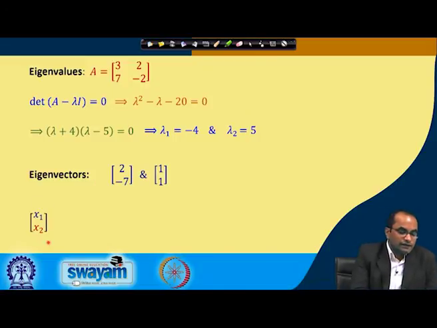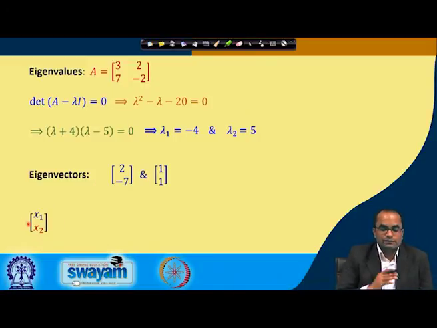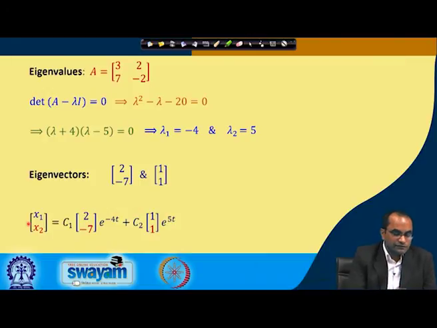So, now we can write down the solution directly in terms of the eigenvalues and eigenvectors. We have the constant term, we put this eigenvector and e to the power lambda t, again the second constant, the second vector and exponential 5t.